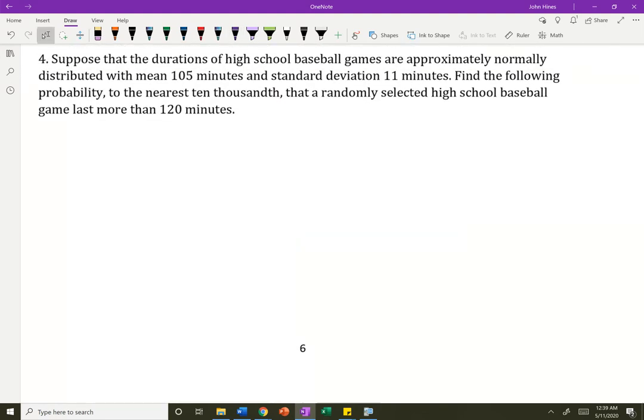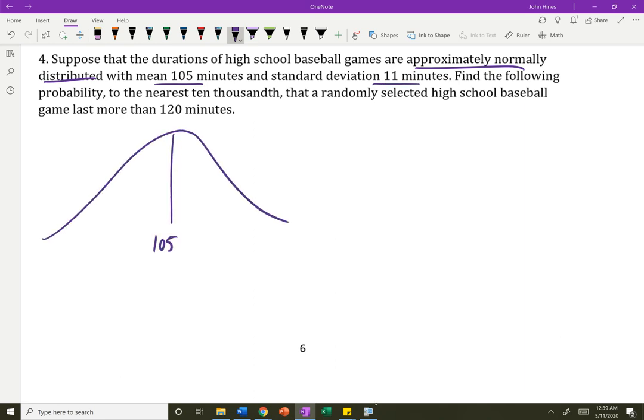Last one. Suppose that the duration of high school baseball games is approximately normally distributed with a mean of 105 and a standard deviation of 11. So here's 105 in the center. Find the following probability to the nearest ten-thousandth, four places: a randomly selected high school baseball game lasts more than 2 hours. This is painful, if I have to last 2 hours watching high school baseball. So 120 minutes or more.